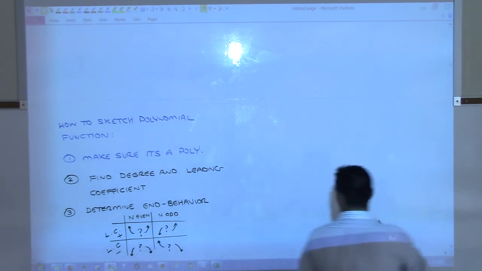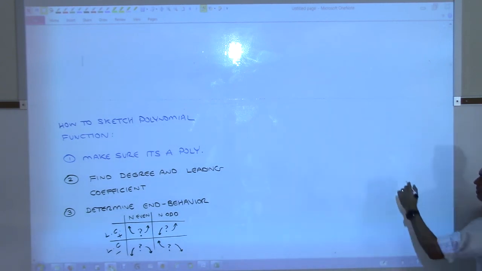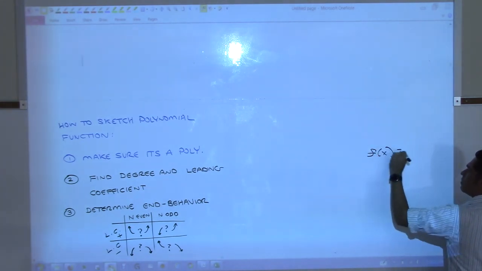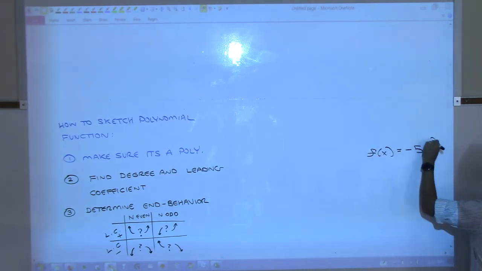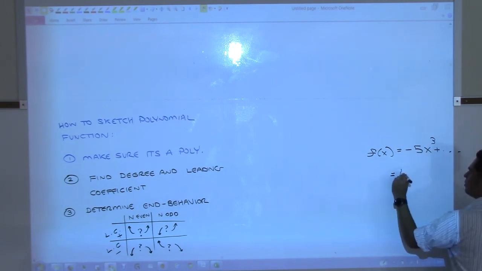So once you have that, let's just practice. I'm going to come back to the notes. Let's just practice real quick. Let's say you had a polynomial function like this, and it had some other stuff behind it. And let me just give you a couple more examples.